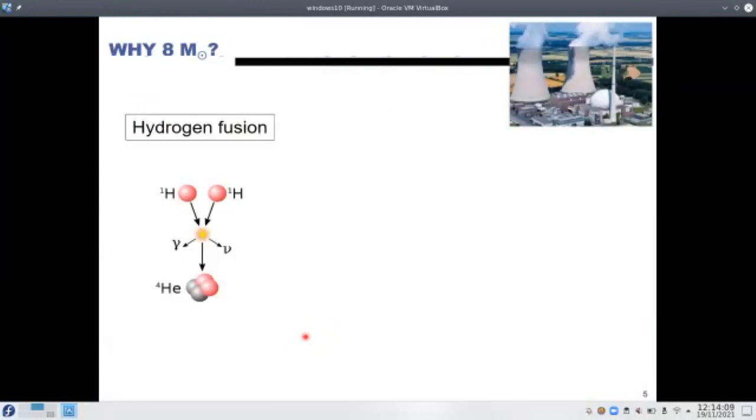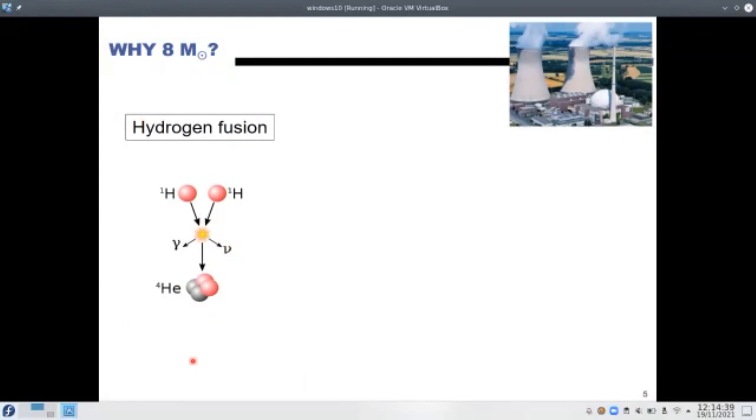So I wanted to speak very briefly about this 8 solar mass number and where it comes from. To answer this question, we need to understand where the energy that powers the stars in general comes from. All stars are nuclear reactors, and they spend most of the time extracting energy from the fusion of two atoms of hydrogen to form helium.